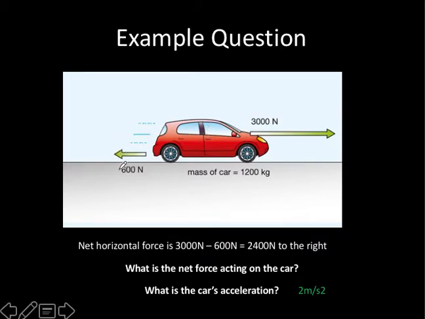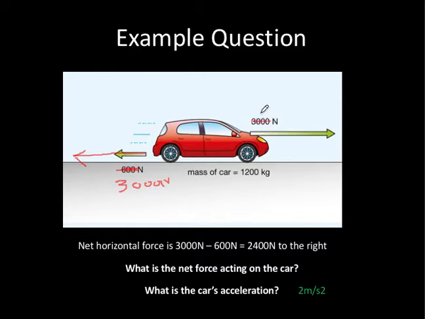If resistance force was also 3000 newtons, then this car would also be moving at constant speed, and the size of the arrow should match it as well. So when the forces are balanced and the question tells you the car is in motion, that means that the car is moving at constant speed.